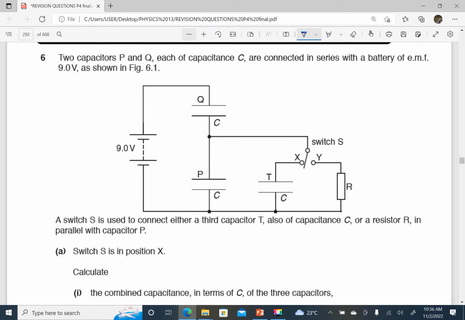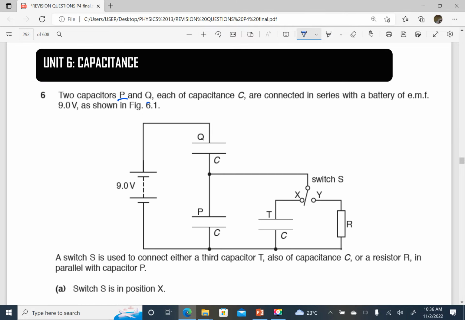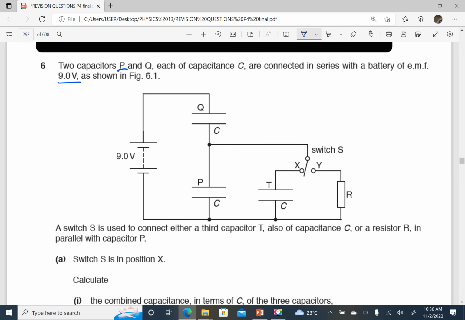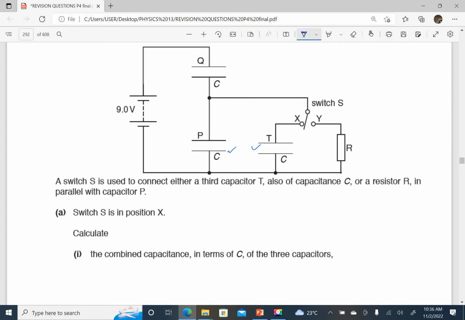Okay, let us start. Two capacitors, P and Q, each of capacitance C are connected in series with the battery, 9.0 volts, as shown here in the figure. You notice that capacitors P and T are in parallel with each other if the switch is closed, but they are in series with Q. Switch S is used to connect either a third capacitor T, also of capacitance C, or a resistor R in parallel with capacitor P.